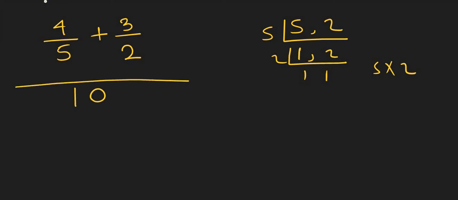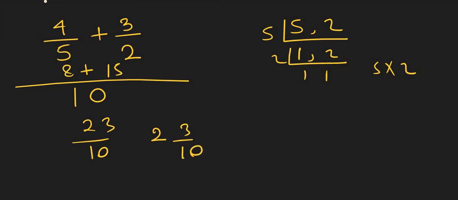10 divided by 5 is 2. 2 multiplied by 4 is 8. 10 divided by 2 is 5. 5 into 3 is 15. 15 plus 8 is 23. 23 over 10, that is 2 and 3 over 10. Let's consider an algebraic fraction. Look at this example. 4 over x plus y minus 3 over y.